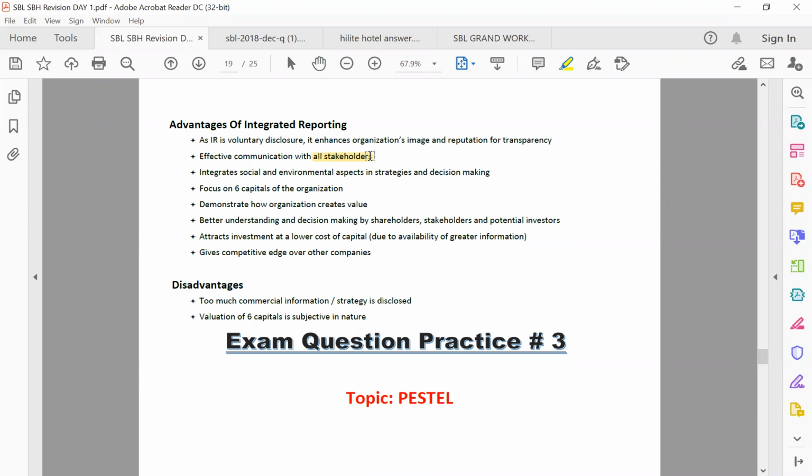Integrate social and environmental impact. Basically, integrated reporting is integrating social, environmental, and I would rather say the financial impact as well in the decision making. Focus on six capitals of the organization.